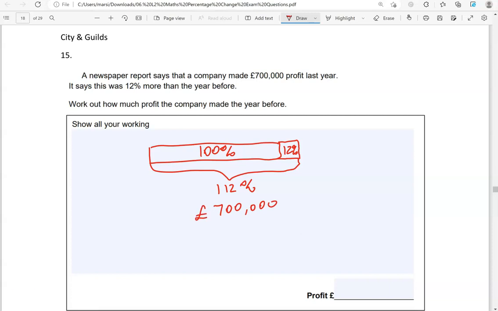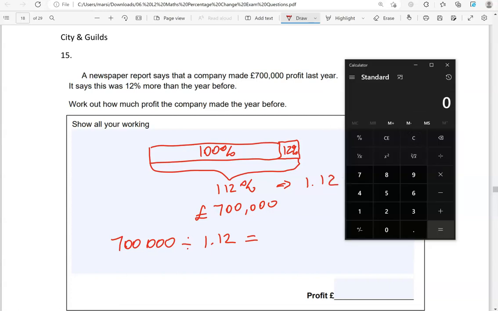£700,000 profit. So the quick way to do this would be to divide 700,000 by 1.12, because 112% as a decimal is 1.12. By dividing this, we're reversing the process, and that should give us the 100% amount. This is exactly the same as dividing 700,000 by 112 to get 1%, and then multiplying by 100 to get the original 100% amount.